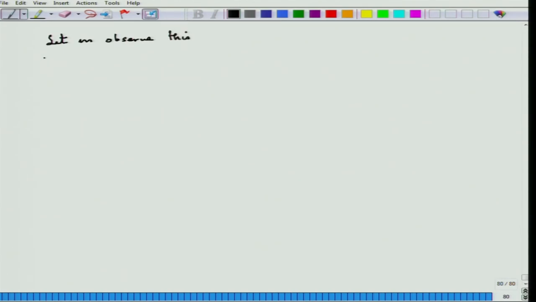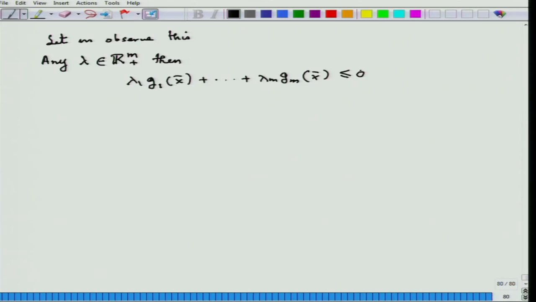Now take any lambda in R^m_+, lambda, any lambda, whatever you want. Then lambda_1 g_1(x bar) plus up to lambda_m g_m(x bar) is less than or equal to 0, naturally, because lambda_1, lambda_2, lambda_m are in R^m_+. So, they are all greater than or equal to 0, and g_1(x bar), g_m(x bar) are all less than or equal to 0, because x bar is a solution.